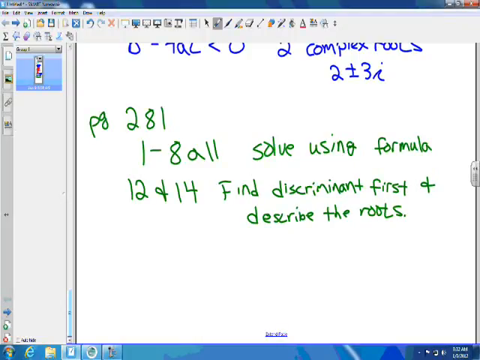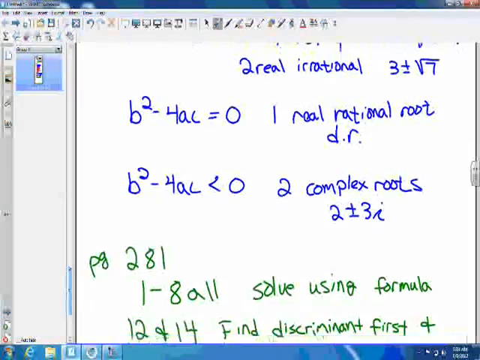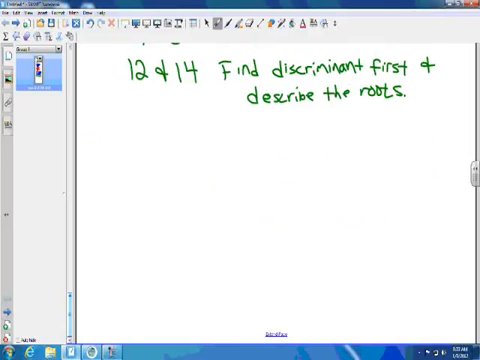So you're going to find the discriminant and use that table if you didn't write down what I put up there. If you didn't write this information down, find the discriminant and tell me what kind of answers you should get. If you did, go ahead and solve it. You do not have to solve those two. And then 16 through 30.